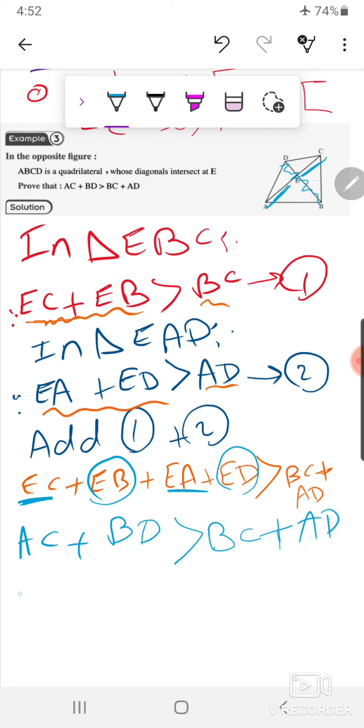Now let's see what he wants to prove. He wants to prove AC plus BD greater than BC plus AD, which I proved. Did you understand? This is the last lesson in geometry.